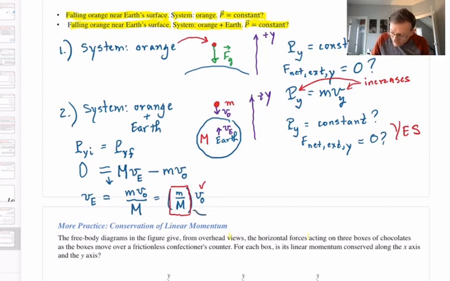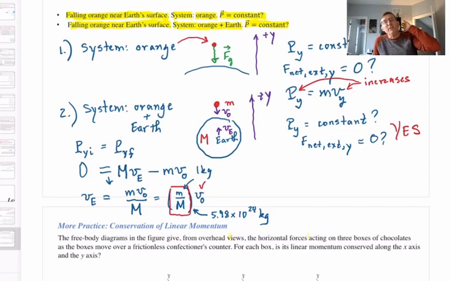I will just tell you that the mass of the Earth is 5.98 times 10 to the 24 kilograms. What's the mass of an orange? Less than 1 kilogram, but for round numbers, say it's 1 kilogram. Then the velocity of the Earth is, at any given moment, the velocity of the orange times 1 over 5.98 times 10 to the 24.